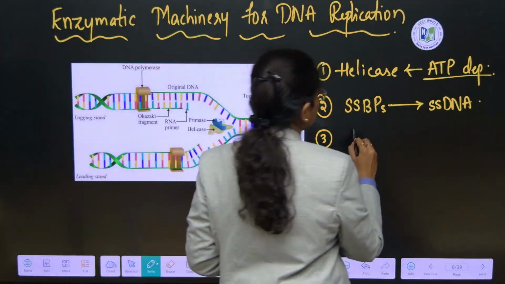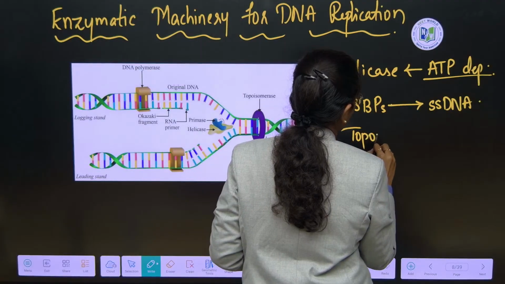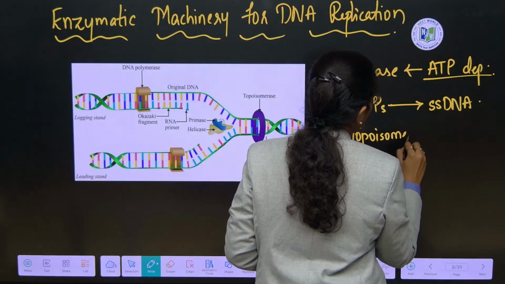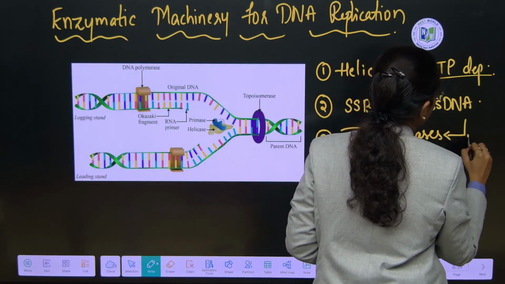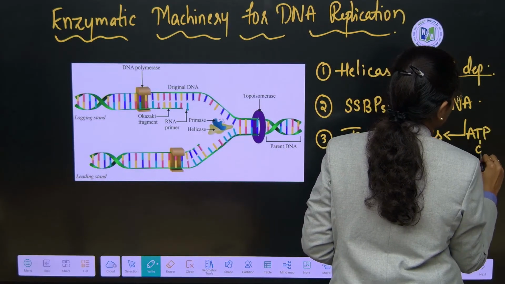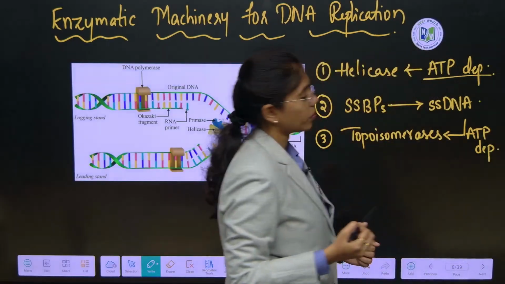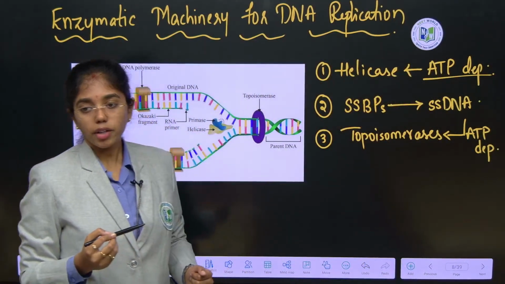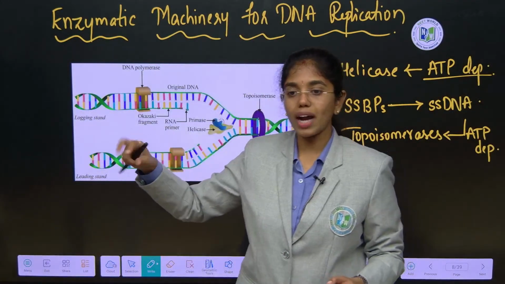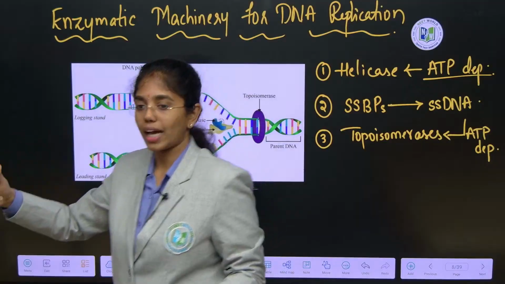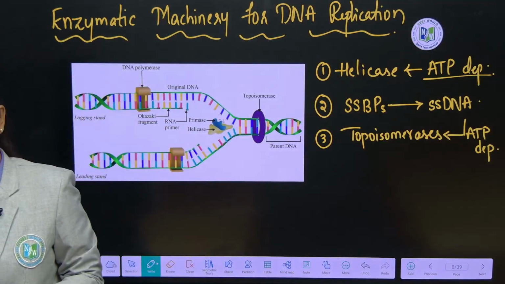Third enzyme is what? Topoisomerases. Topoisomerases are again ATP dependent enzymes. Fine, right? They will make the DNA stable. The supercoils which are formed on the other end will be released again.